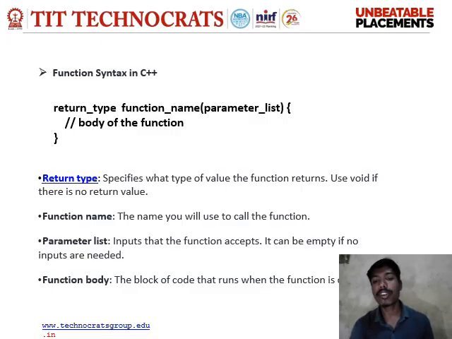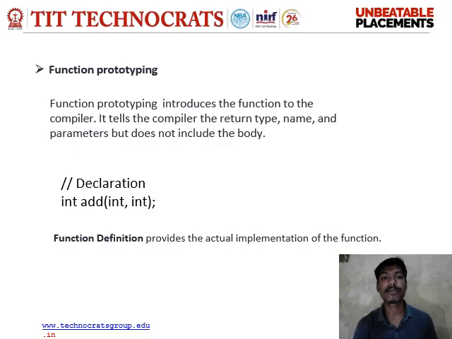Your function could return values after calculations on multiple variables. So your return type should be the type of the value the function returns. If the function does not return any value, you should write void. The function name could be anything. Parameter list: the parameter list holds the inputs you give to the function, and the function accepts them. Function body is where you write the logic and code of the function.